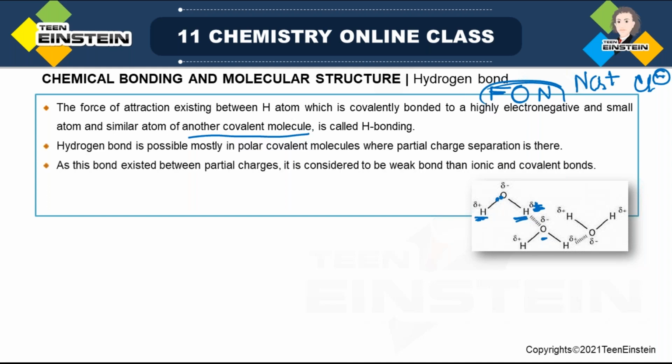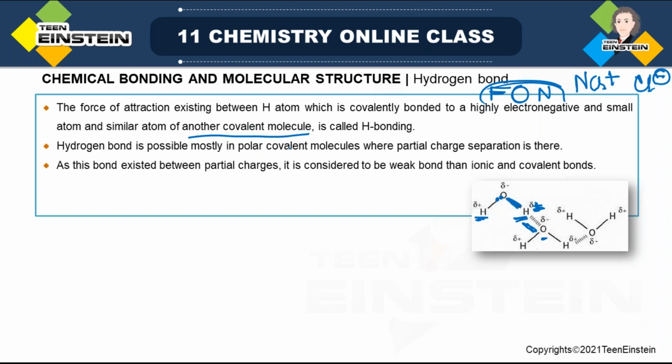Now don't think that any compound containing oxygen and hydrogen will have hydrogen bonding. No, it is not that. This condition must be fulfilled: H is directly attached to this type of electronegative atom, and it is suitably oriented to a similar atom of a second molecule. Then only hydrogen bond formation is possible. Here this solid bond is actually a covalent bond, but hydrogen bonds are shown with a dotted line, so that you can differentiate between an actual covalent bond and a hydrogen bond.